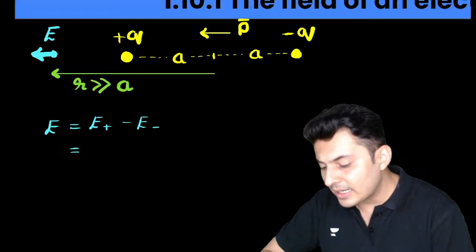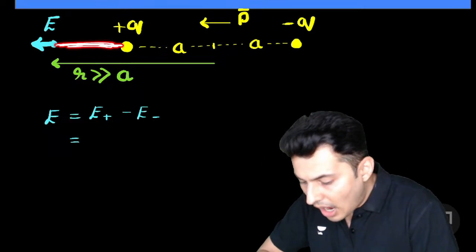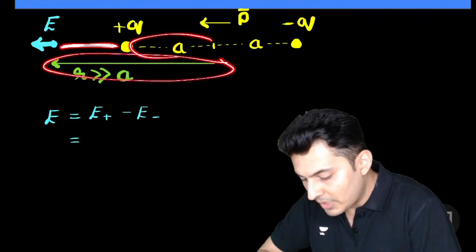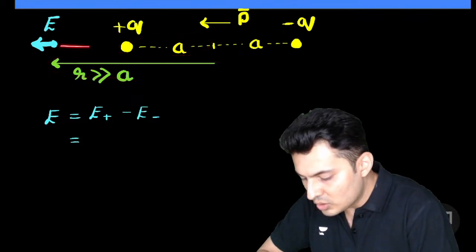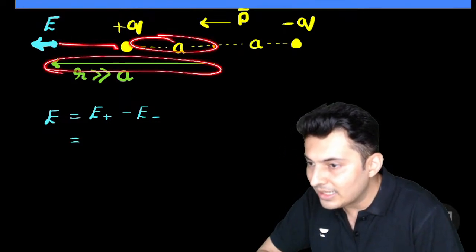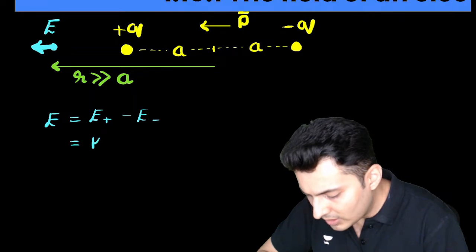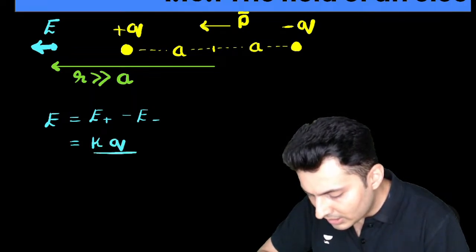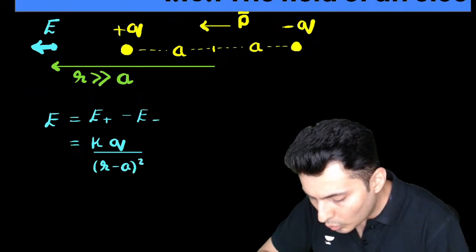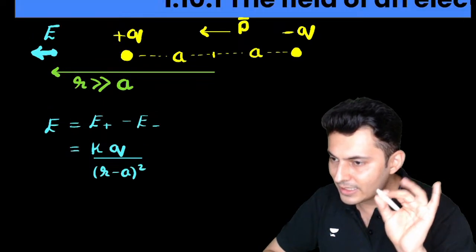Now, what is the electric field due to the positive charge? For that, I just need this distance. How much is this distance going to be? Look at this, this total is R, and from here to here is A. So my dear students, the remaining distance will be this total distance minus A. So while finding the field because of the positive charge, should I not say it is K into Q divided by the distance, which is R minus A whole square? Everybody understood? Clear till this point?